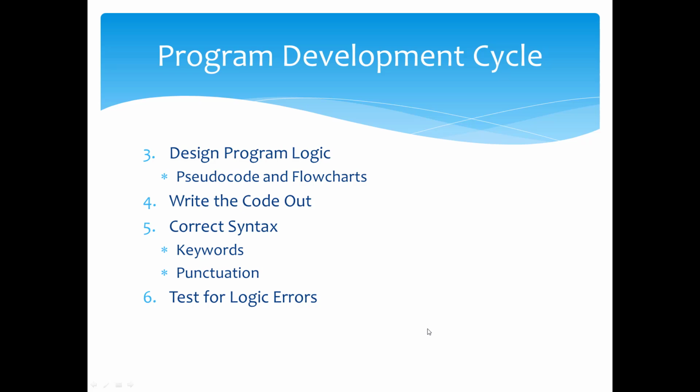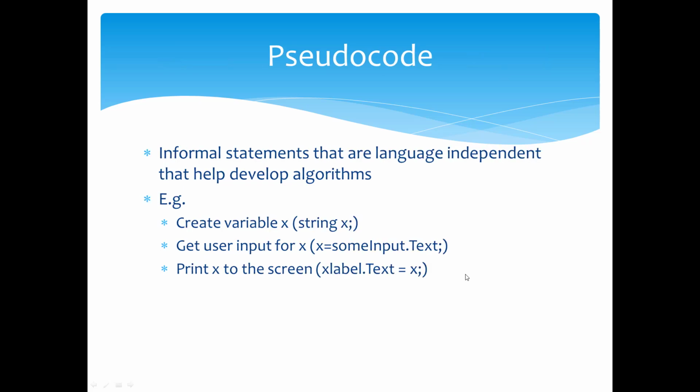So number 4 being write the code out means that this isn't actually officially writing the code. And so what do we mean by unofficially writing the code? Let's take a look. Let's look at pseudocode first, because I think that's what people would understand the easiest.